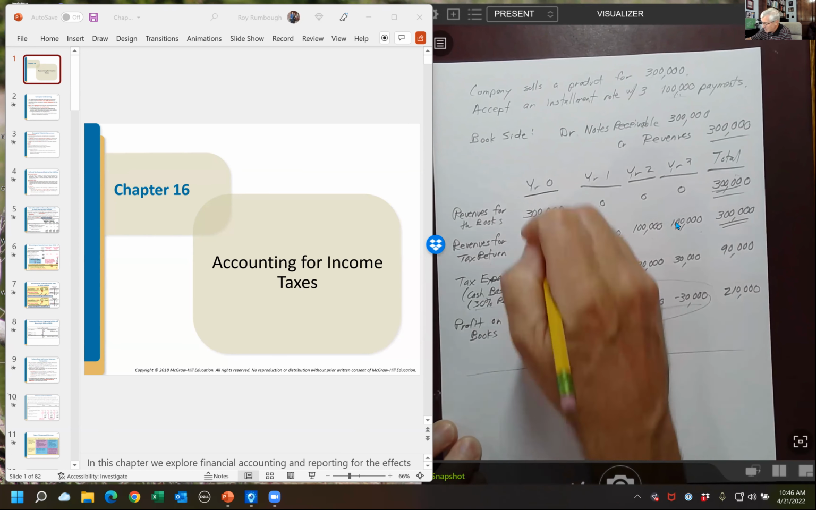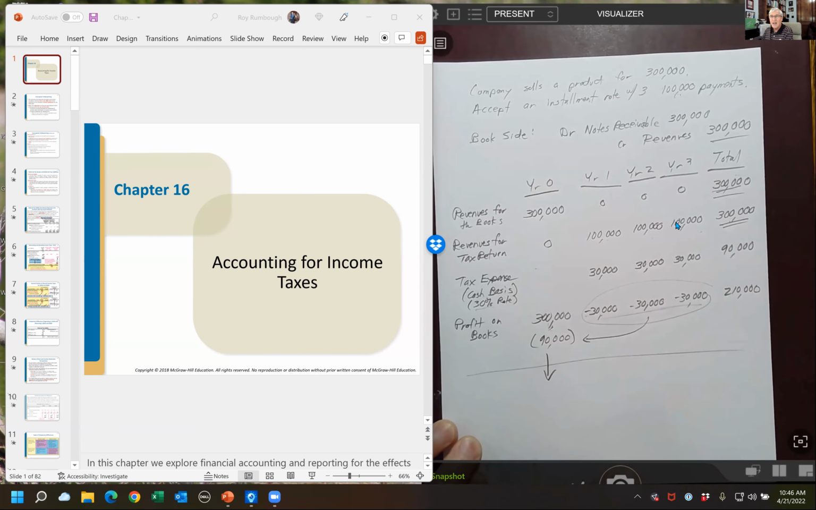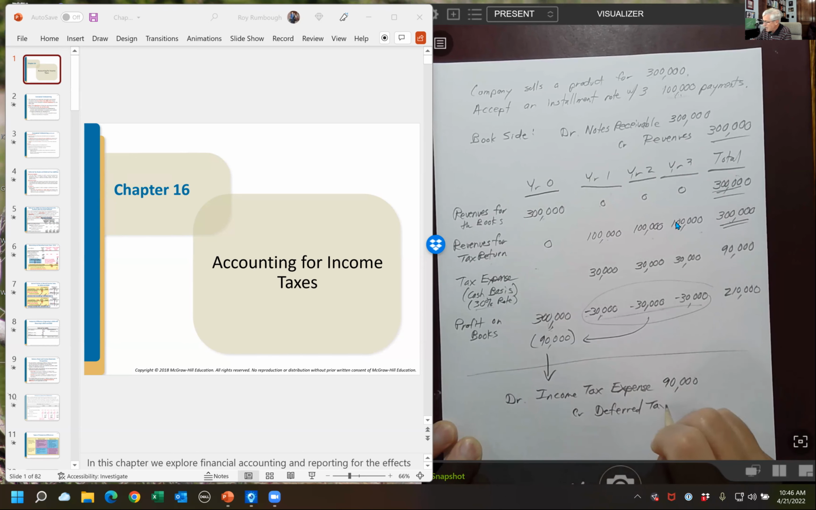In this year right here, we're going to ultimately create this journal entry: debit income tax expense for 90,000, credit what we call a deferred tax liability of 90,000.